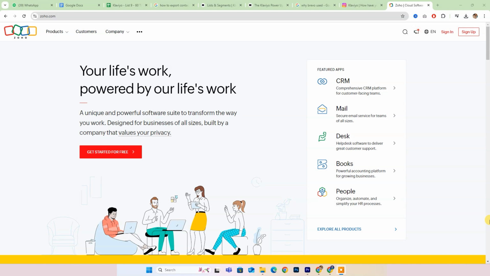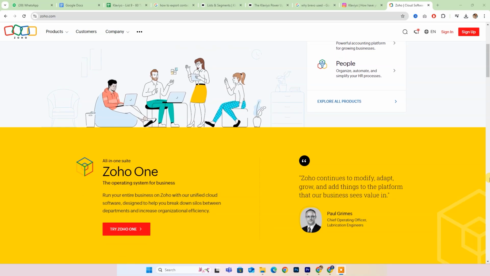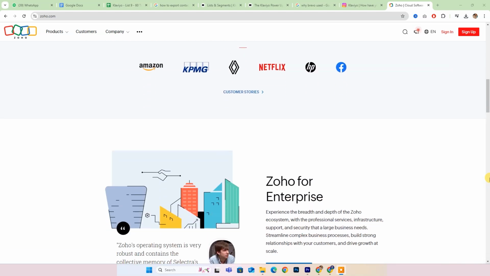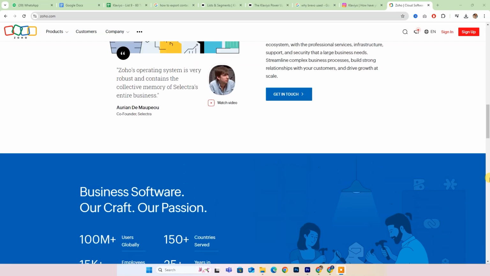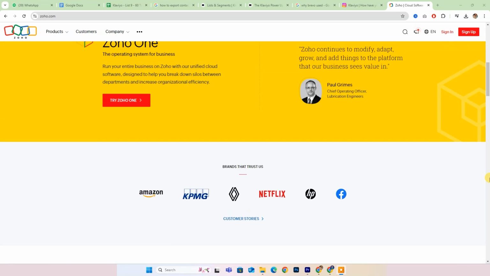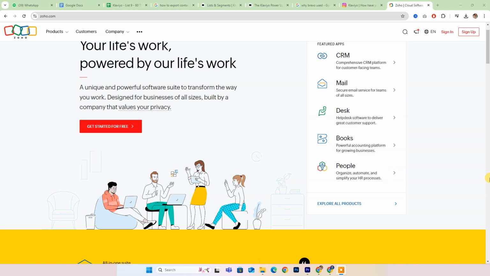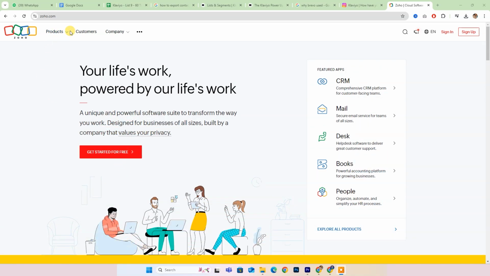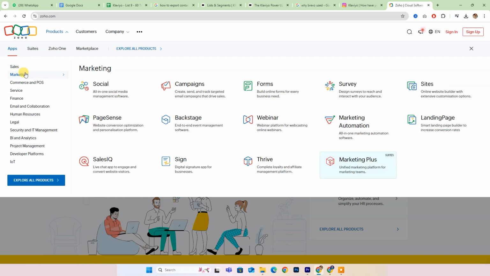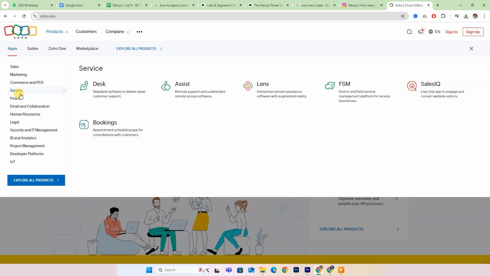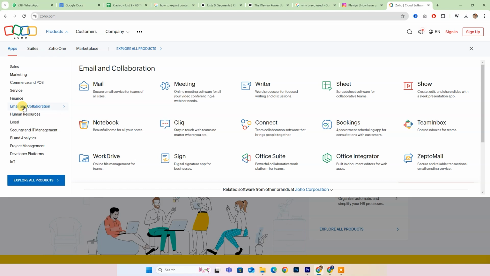Zoho is a comprehensive business suite that provides a diverse range of applications tailored to meet the needs of various organizations. Its primary function is to offer integrated solutions encompassing CRM, marketing automation, sales, customer support, and more. Key features include robust CRM capabilities for contact management and sales pipeline tracking, marketing automation tools for creating email campaigns and landing pages, and Salesforce automation to streamline the sales process.